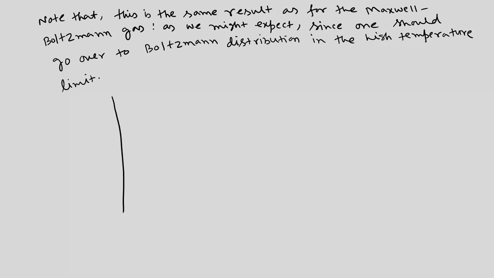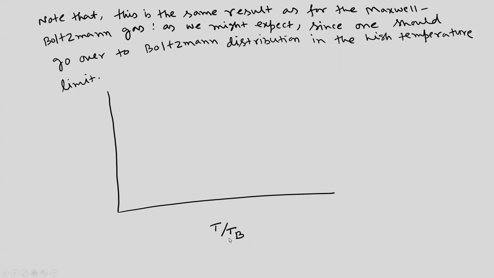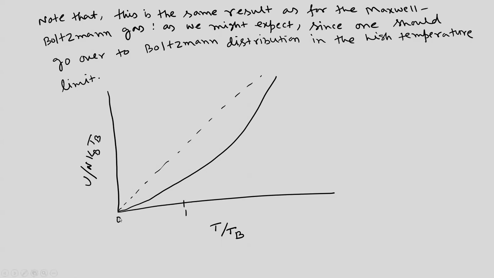Now, if we plot total energy versus temperature, so we are plotting T versus T_B here, and this is U by N k_B T_B. Okay, so we get like this. So this is 1 here, this is 0, okay, so this is 1 and so on. So, that is all about Maxwell-Boltzmann and Fermi-Dirac statistics. We next discuss a couple of problems.